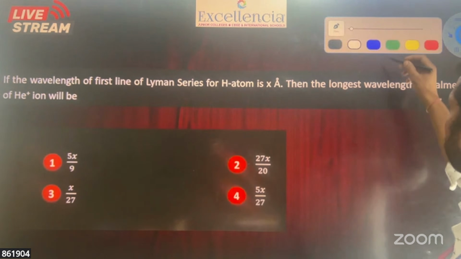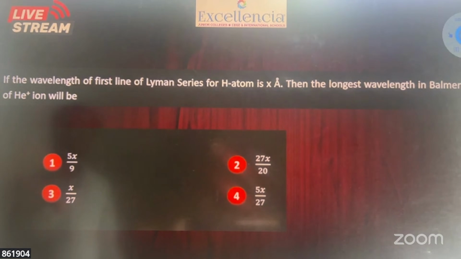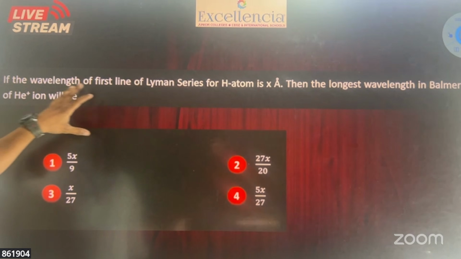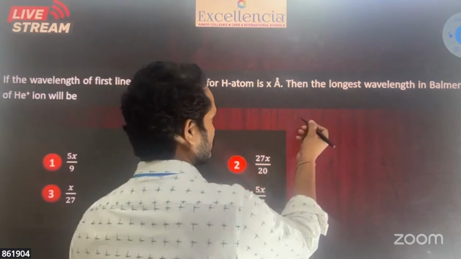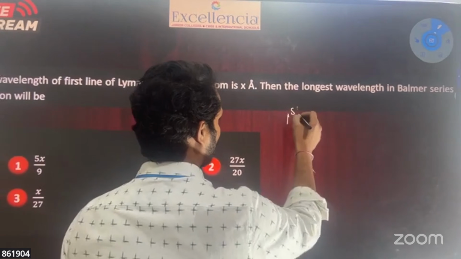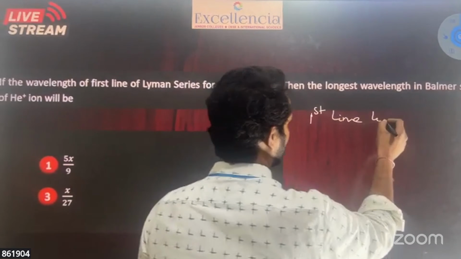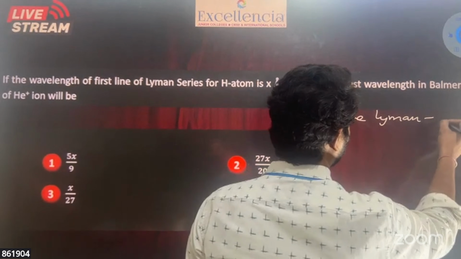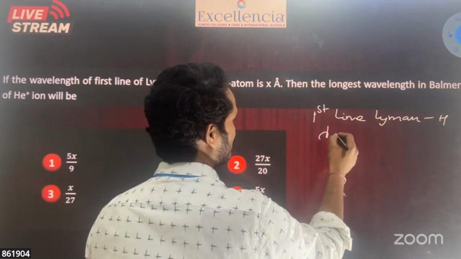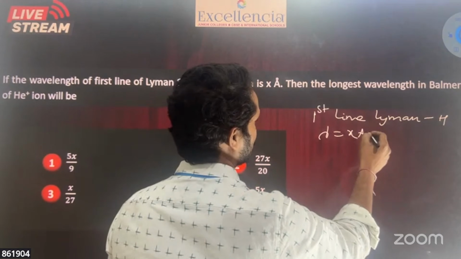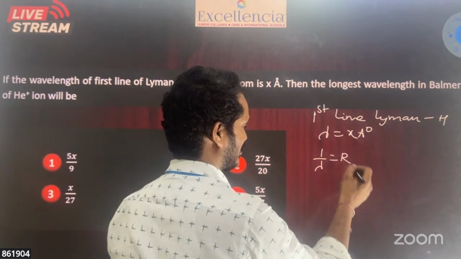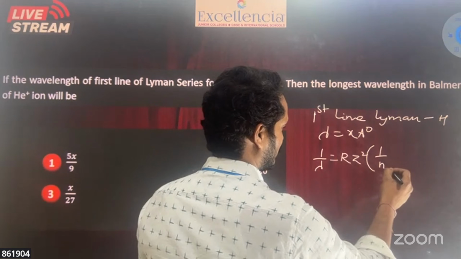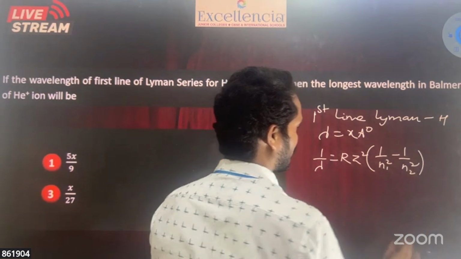And this is again Bohr's model of atom and hydrogen spectrum related questions. In this, the wavelength of the first line of the Lyman series for the hydrogen atom is given. What are they giving? The first line of the Lyman series of hydrogen has a wavelength given in angstroms. So from this we form 1 by lambda is equal to R into Z square into 1 by n1 square minus 1 by n2 square.